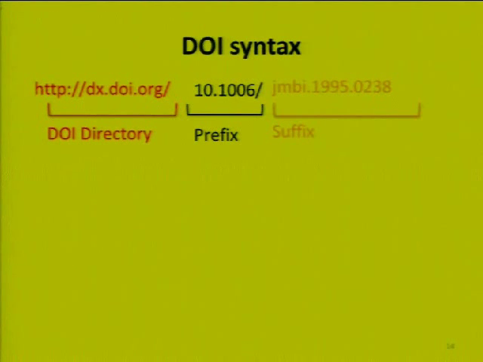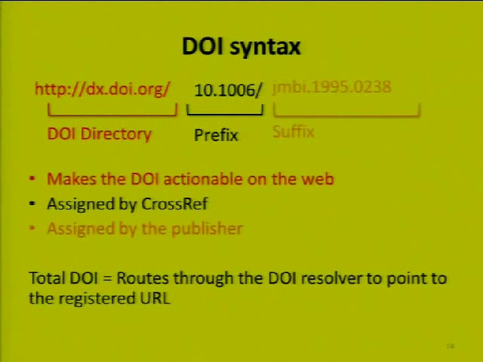You then have a prefix. The prefix indicates the person or company that deposits the DOI. So 10.1006 could be Wiley or it could be Taylor and Francis, or it could be VGTU. So that's the parent company. And the suffix is the unique identifier for that piece of content. So this could be a journal article, or a book chapter, or maybe even a table within an article. So it identifies a piece of content. The blue bit is assigned by CrossRef. So when you become a member of CrossRef, you are given a prefix that identifies you. But you as publishers assign your own suffixes.